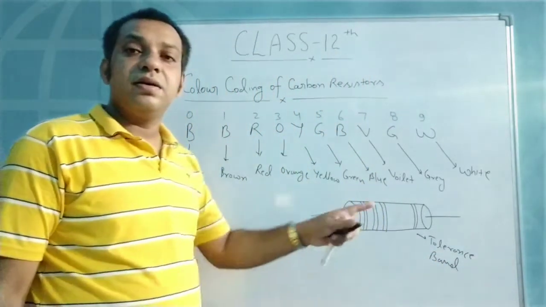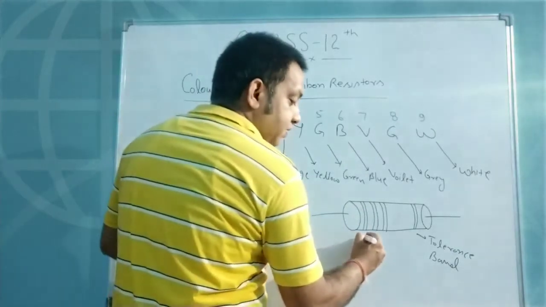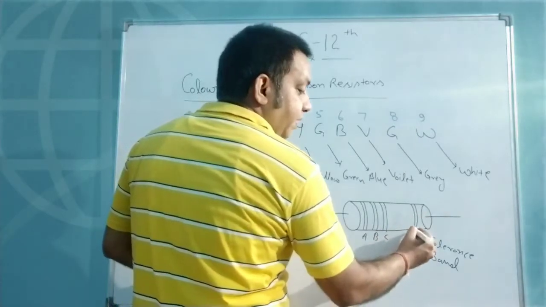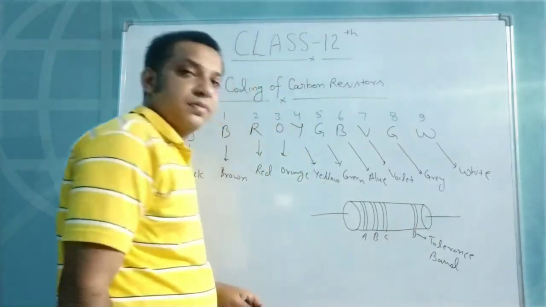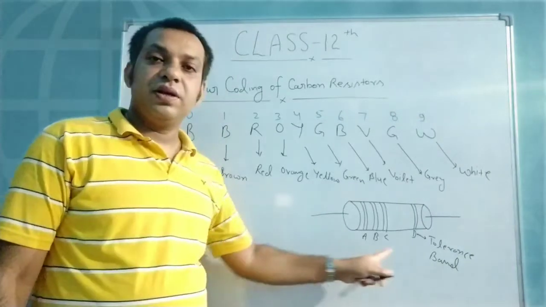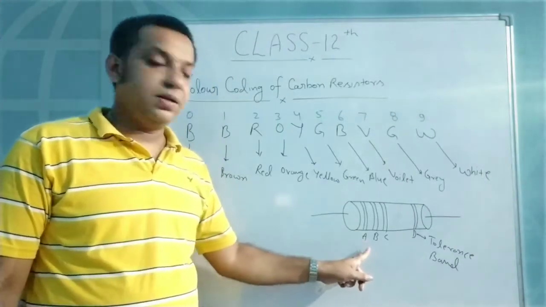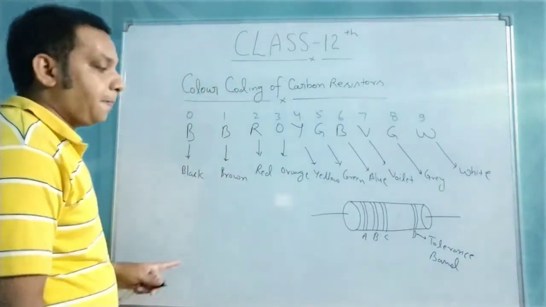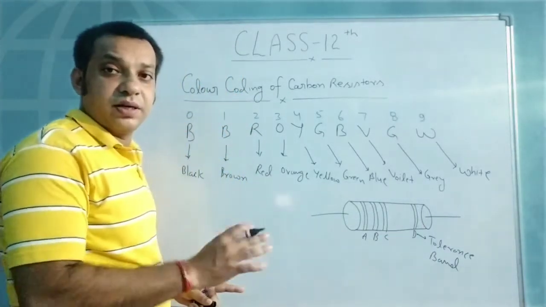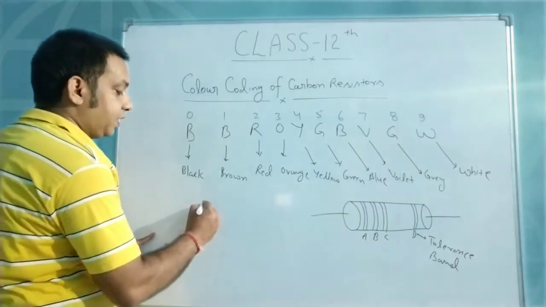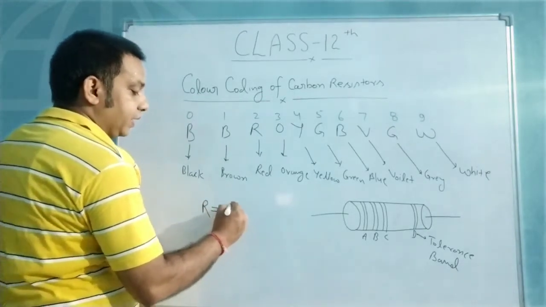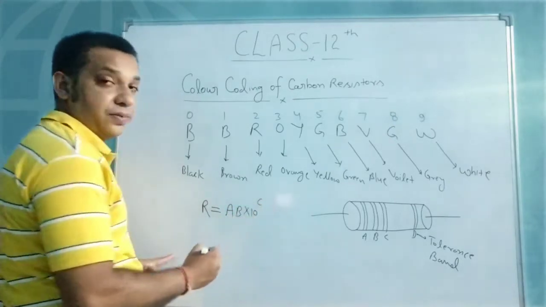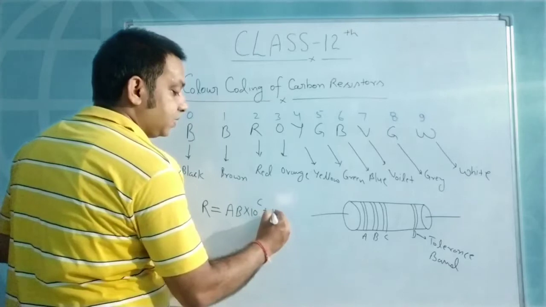I am assigning this first color band as A, the second one B, this one is C, and this fourth one is D. So I am giving a name for each color band: A, B, C, and D. To write the rating of any resistor, we can write R is equal to AB into 10 to the power C plus minus D%.